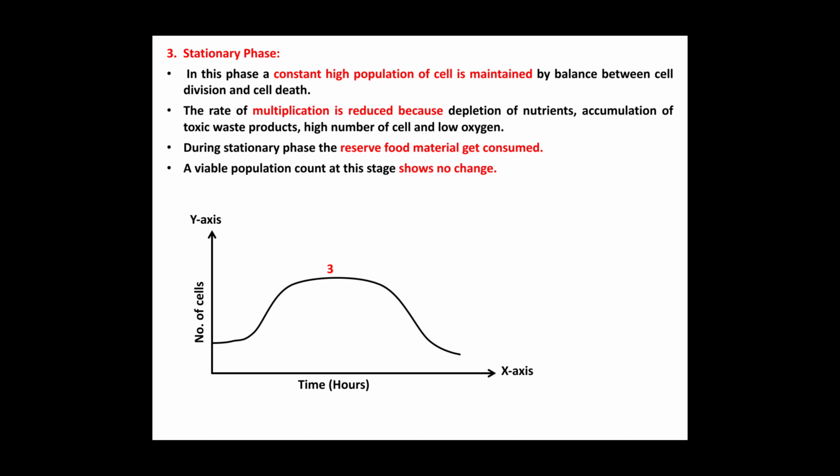The rate of multiplication is reduced because of depletion of nutrients, accumulation of toxic waste products, and decreased oxygen level. During the stationary phase, the reserve food material gets consumed. Whatever reserve food is available, the bacteria utilize that food and consume it. A viable population count at this stage shows no change.